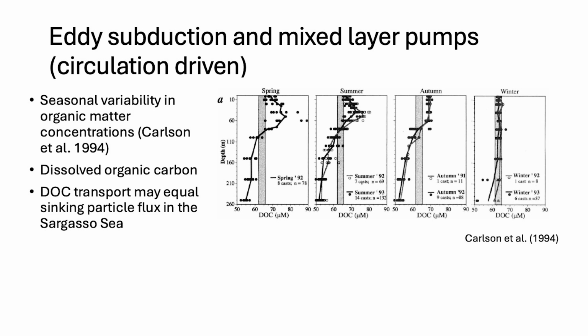You can look at seasonal accumulation of standing stocks. So this is from some of Craig Carlson's work back in the 90s in the Sargasso Sea. And basically they looked at DOC increases throughout the phytoplankton growing season and then assumed that it all gets mixed down in the winter. And so this suggested that the DOC transport may actually equal sinking particle flux in the Sargasso Sea. So this pathway can be potentially important, but we don't have a lot of observational ways to really get a great handle on how this is varying.